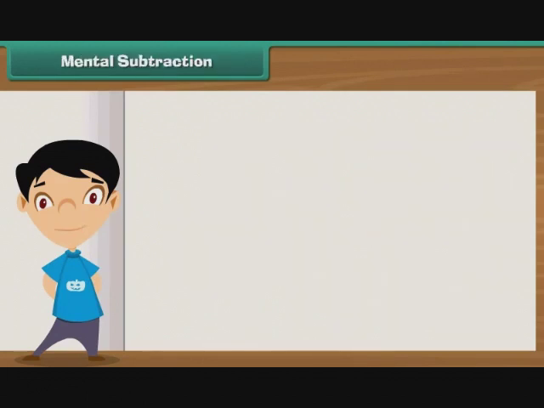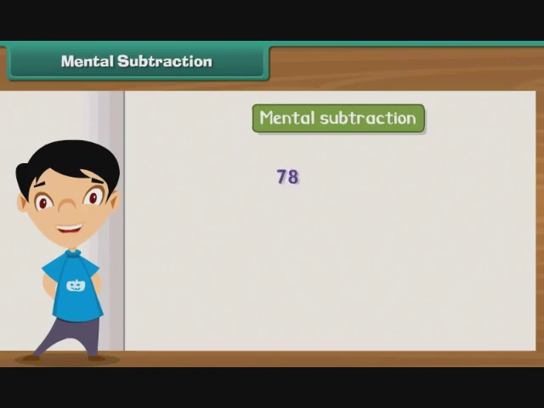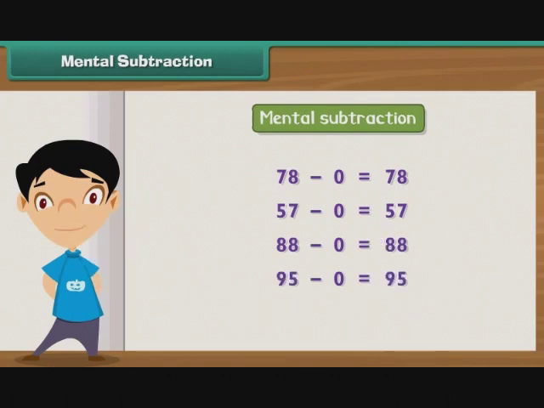Mental subtraction. We can perform mental subtraction in a manner similar to mental addition. 0 is the easiest number to subtract. So, we will always try to make the second number, that is, the number to be subtracted, end with 0.